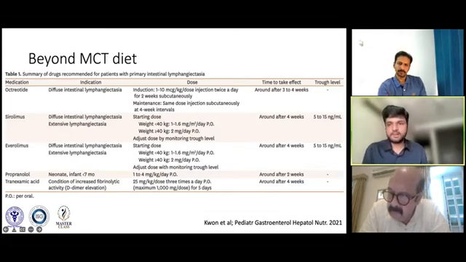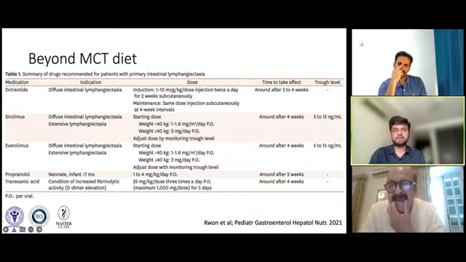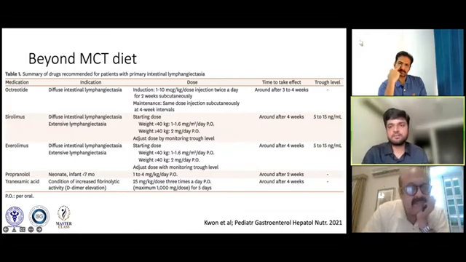MCT diet usually helps in some of the patients. However, a lot of the patients do not respond, and then there are certain other options which have been tried. Now, all of these options are based on very small case series of usually less than 20 patients, and they work on different mechanisms.